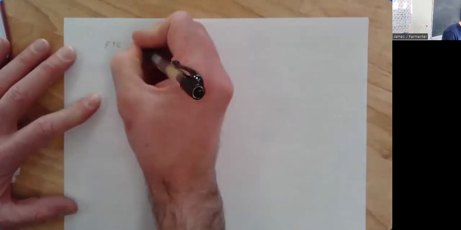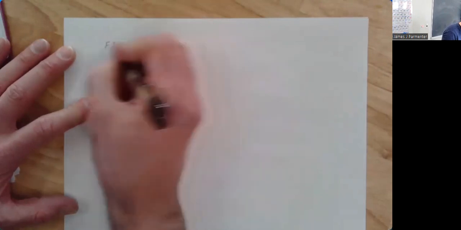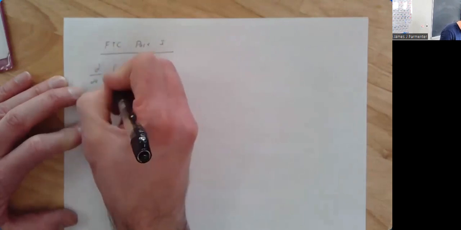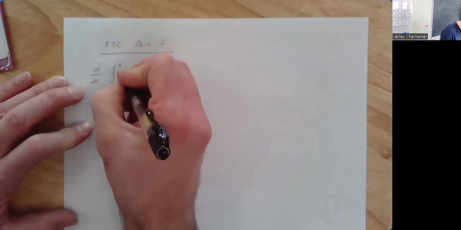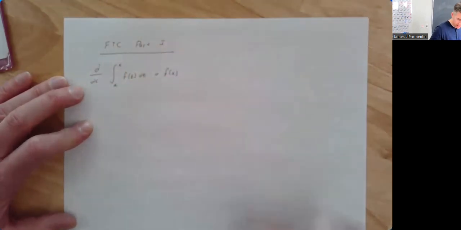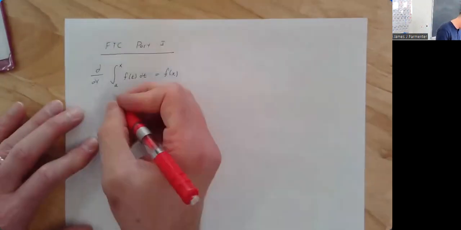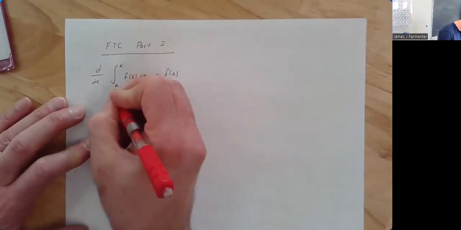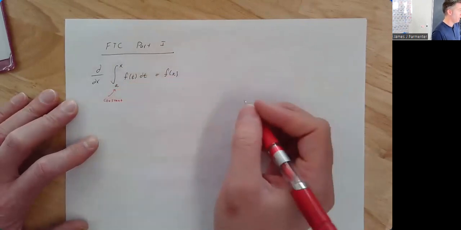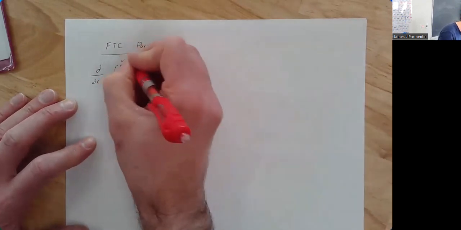So I'm just going to point out a couple of examples real quickly. Fundamental theorem of calculus part 1 again just says that the derivative of the integral from a to x of f of t dt is equal to f of x. And it's vital that we note that a is a constant. It could be 2 or pi or 0 or whatever, but x is certainly the variable of interest.